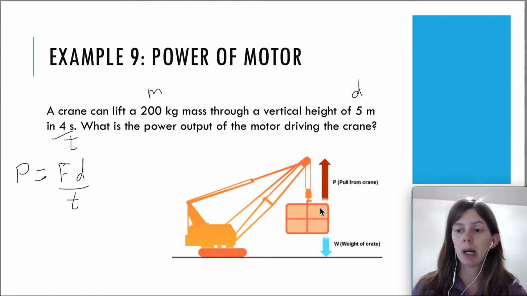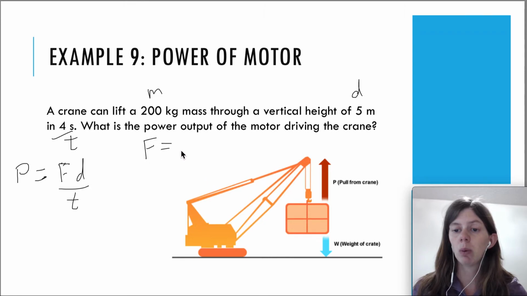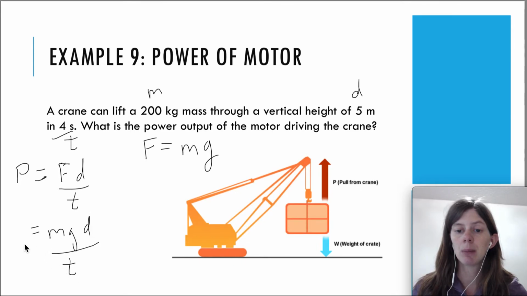To lift something up, you can lift it up at a constant velocity, and then your force just has to balance the weight. The picture shows a greater force here, but they just have to be equal. When force is balanced, you're in equilibrium, and you can move at constant velocity. So we just need that force to be equal to the weight. So we'll just plug that in: mg times distance over time.